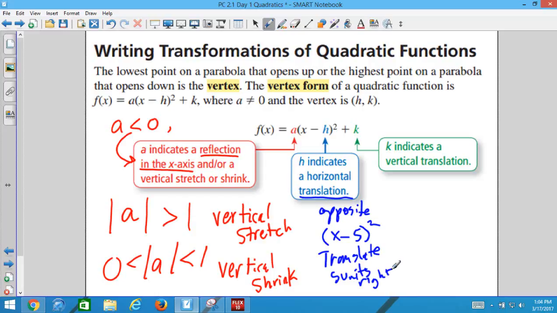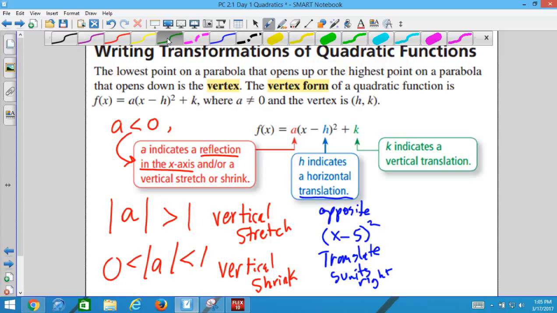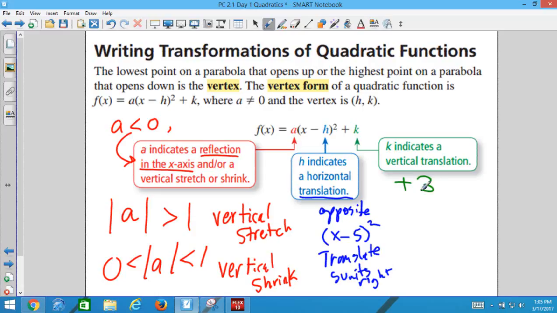When we have a number outside of the parentheses, that is a vertical translation. And this says plus k, so you go with whatever sign k is. It's not opposite for k. So if we had plus 3 out there, this would be translate up 3. The number outside is a vertical translation, and it keeps the sign that it is.